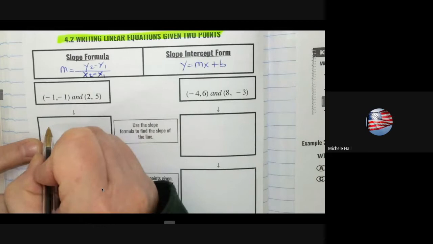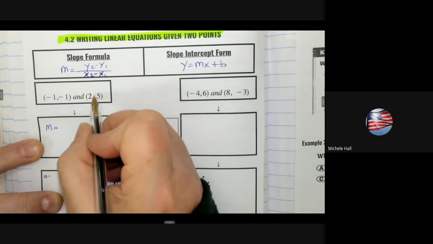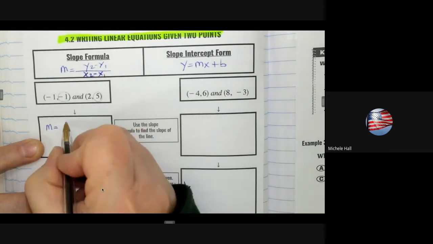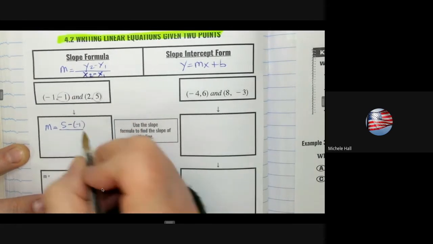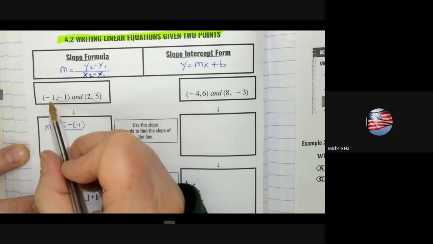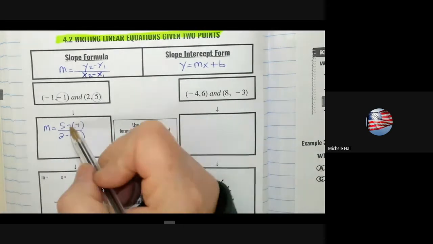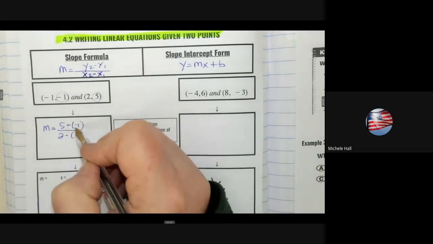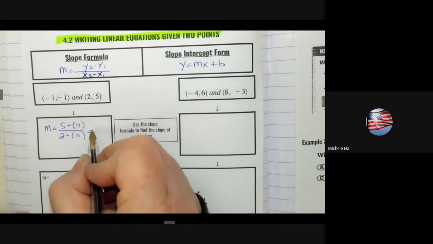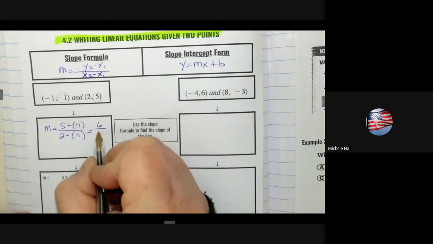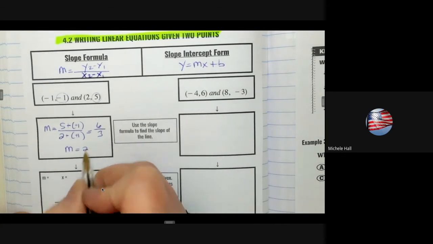We need to find our slope, y2 minus y1. Here's my y values. So 5 minus, watch out for those double negatives, -1 divided by 2 minus -1. We know that a negative times a negative is a positive. And we get 5 plus 1 is 6. 2 plus 1 is 3. And we're going to simplify all the way down. We get that our slope equals 2.